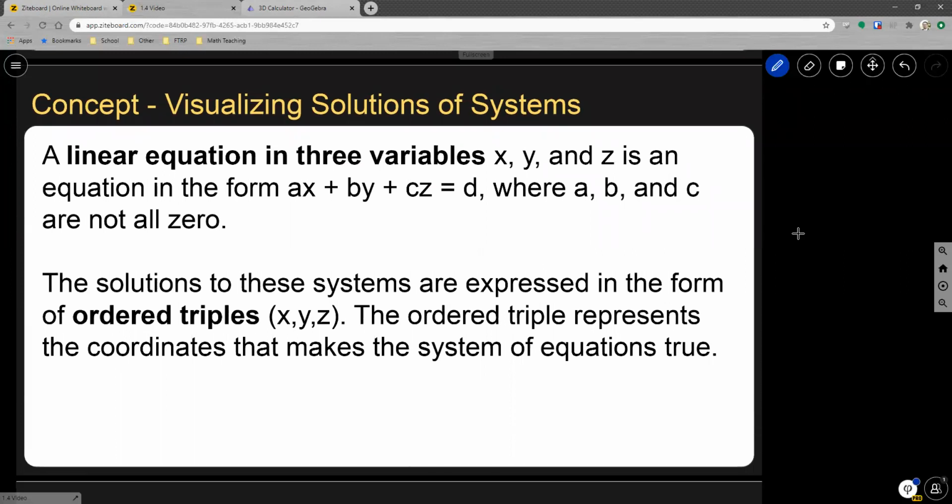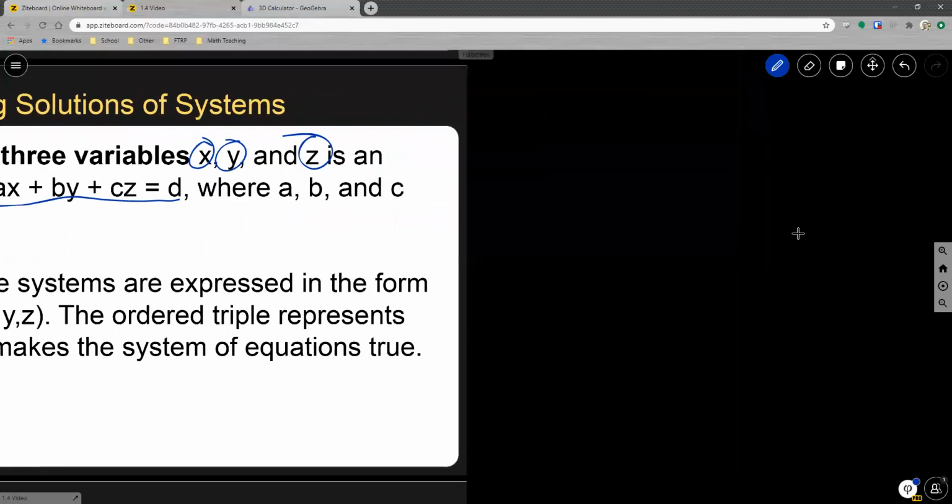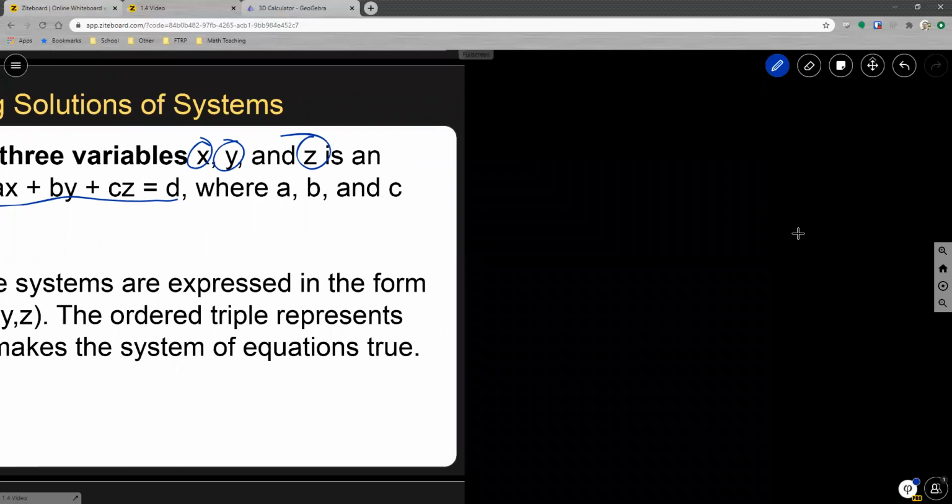So a linear equation in 3 variables, or 3 variables in this case are going to be x, y, and z, is an equation in the form ax plus by plus cz equals d, where a, b, and c are not all 0. What they mean by that is, as long as one of the 3 values, a, b, or c, is not equal to 0, it'll work.